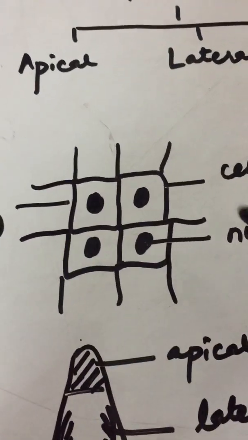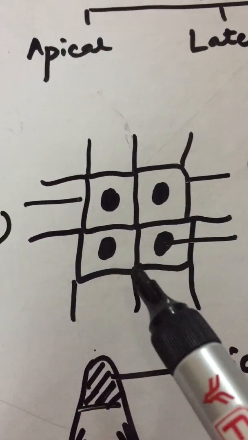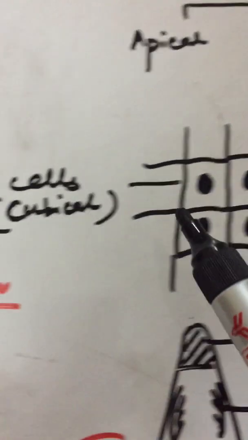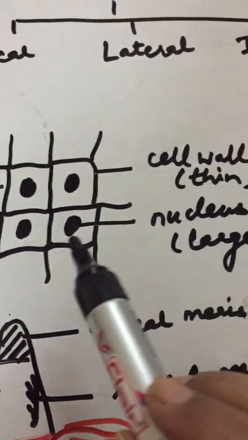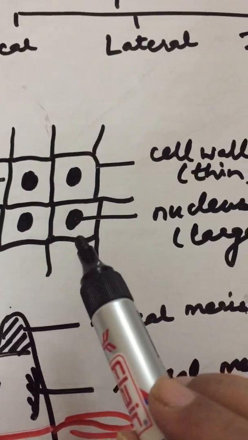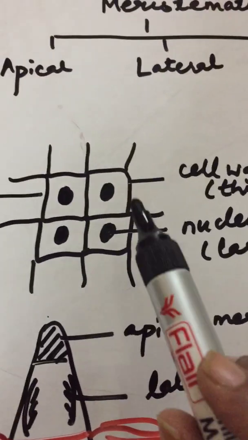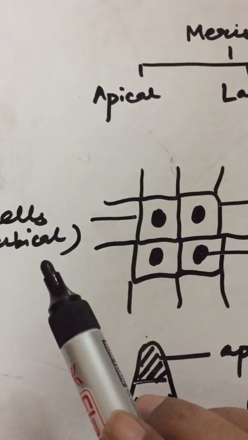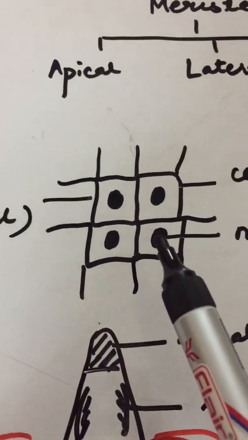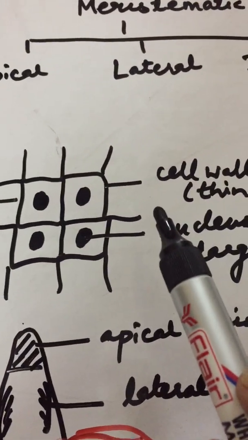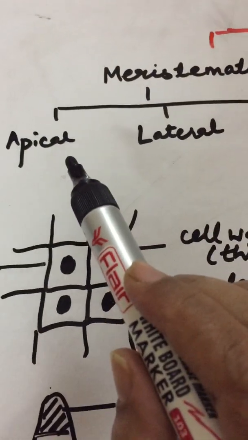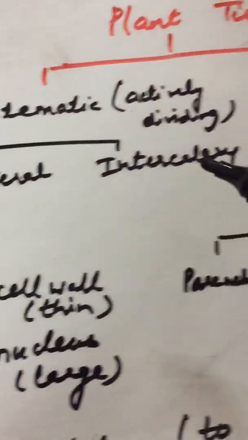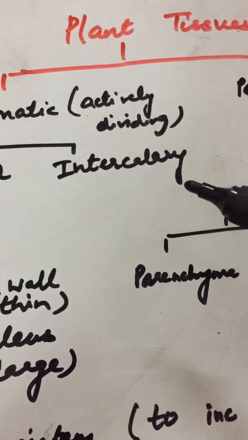Meristematic cells, if you take a closer look at their structure, you will find are somewhat cubical in shape. The cells are thin-walled and they have a very prominent or large nucleus. So cells are small, they are cubical in shape, they have a prominent nucleus and they have very thin walls. They are basically of three kinds: apical, lateral and intercalary.